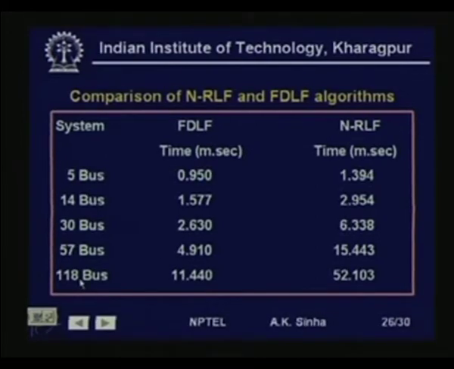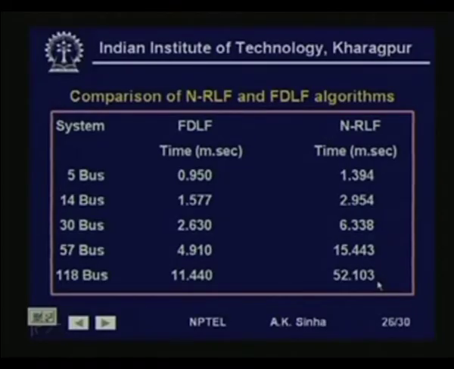So, for the 118 bus IEEE system, it takes around 11.44 milliseconds for the fast decoupled load flow and around 52 milliseconds for the Newton-Raphson load flow. If we do it on a 3 gigahertz P4 machine, this comes out to be around 11 to 14 milliseconds, depending on the overheads which are there. So, these load flows, if we are using sparse matrix methods, can be very efficiently programmed, and the time taken is not much. It takes around just 10 to 15 milliseconds for a 100 bus system.